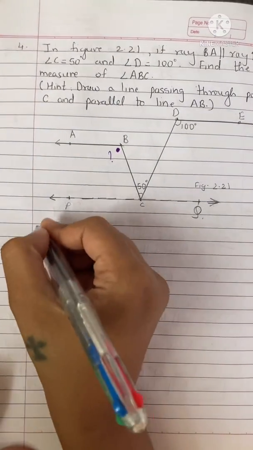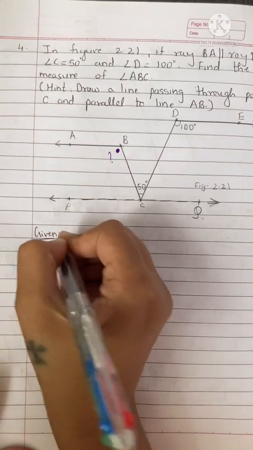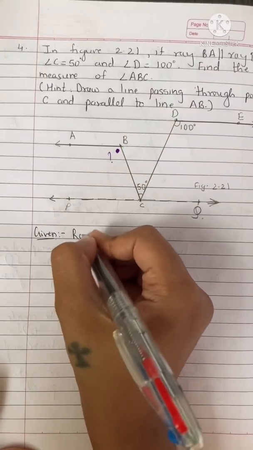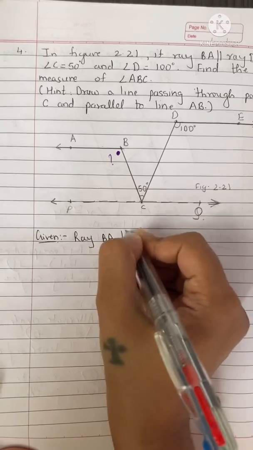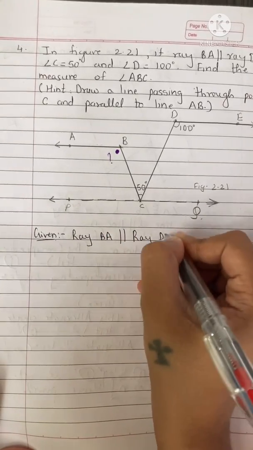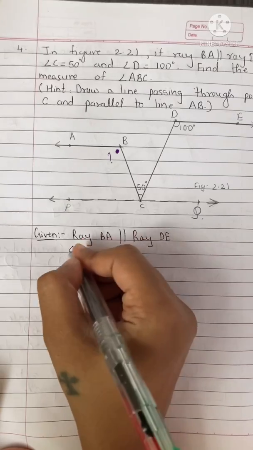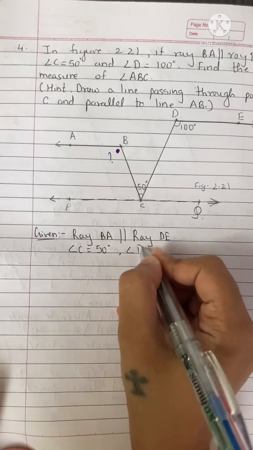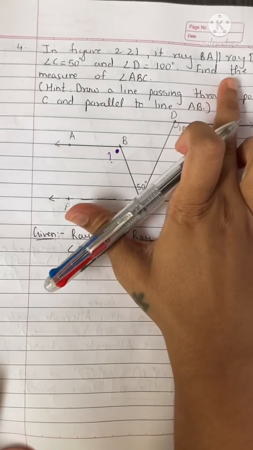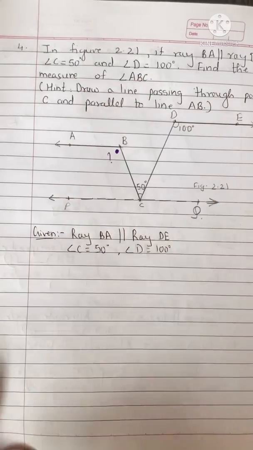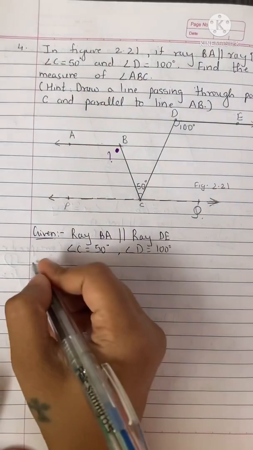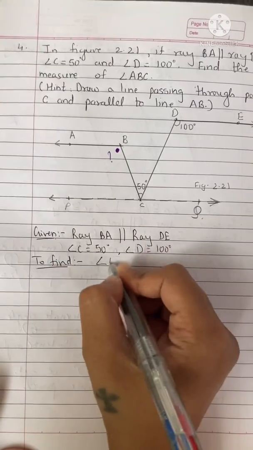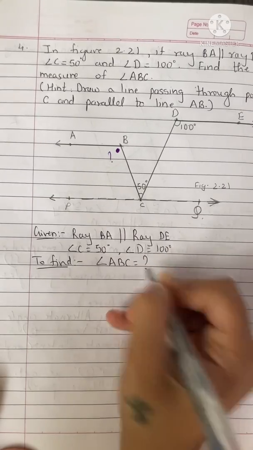So first write down the given part. What is given? Ray BA is parallel to ray DE. Angle C is equal to 50 degrees. Angle D is equal to 100 degrees. And next, find the measure of angle ABC. So write down 'to find', because that is what we have to find out. To find: angle ABC is equal to question mark.